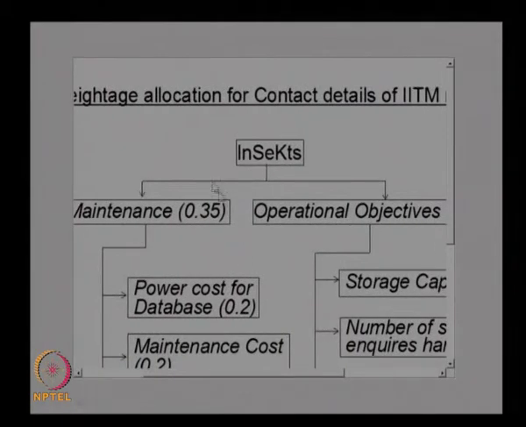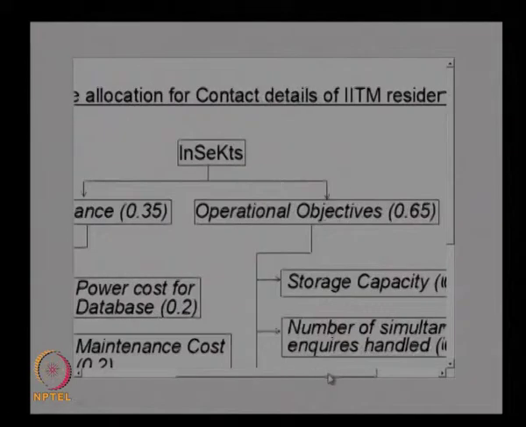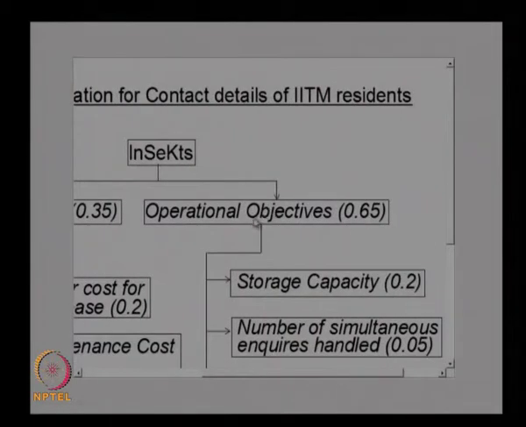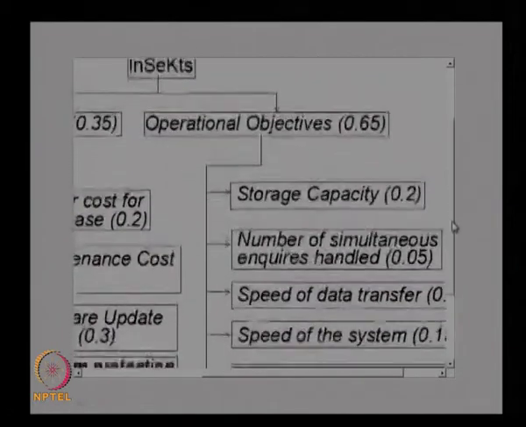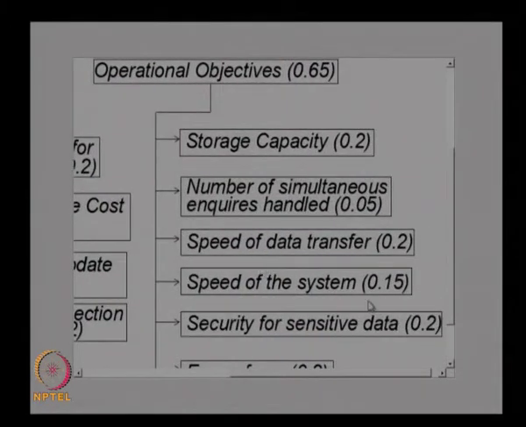So, this again depends on the designer. The designer can decide which one is more important, whether the maintenance functions or the operational objectives are to be given priority. Again, the priorities can be assigned to the sub tasks in the system. Here you can see that in order to achieve the operational objectives, these are the sub functions needed.